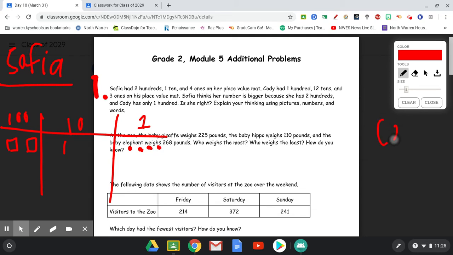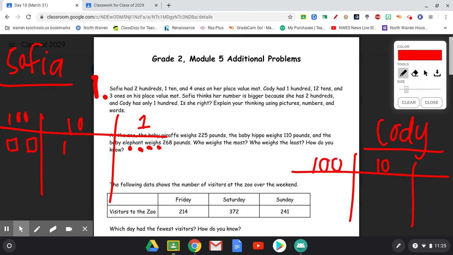Okay, and then Cody over here, he has 100, he has 12 tens, and he has 3 ones. Now, on Sophia's number, I don't see any regrouping, so her number is actually going to be 214 when I look at her place value chart, okay?